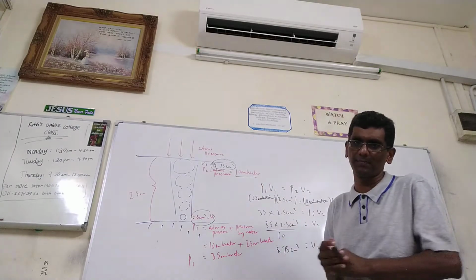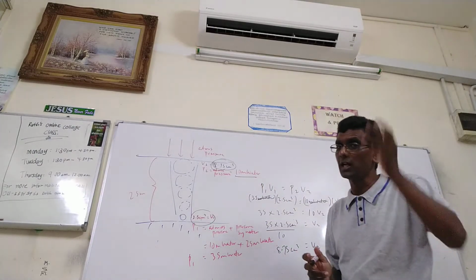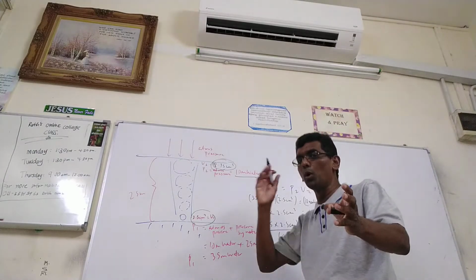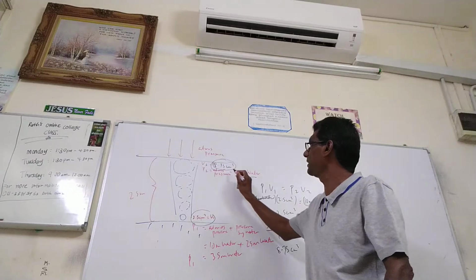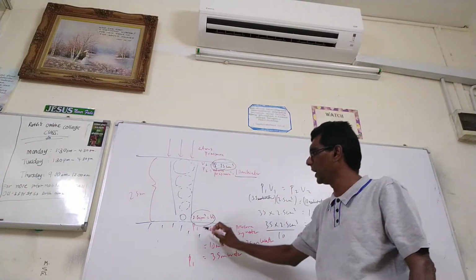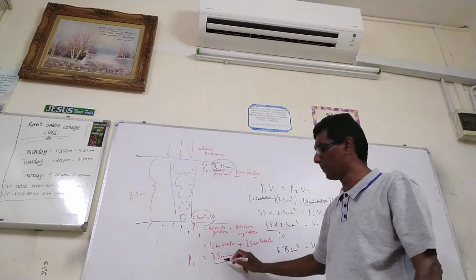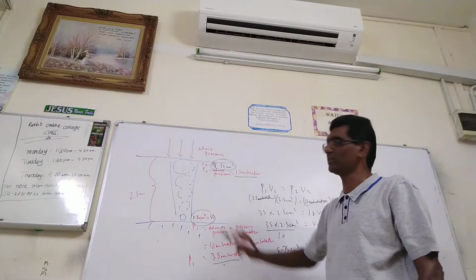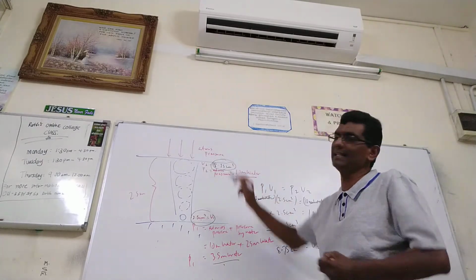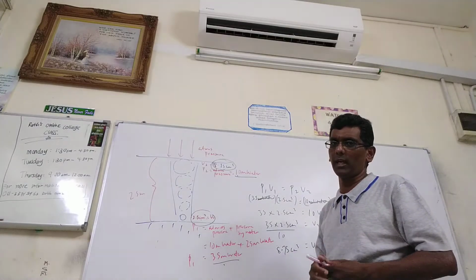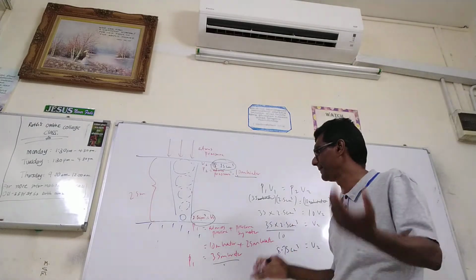So that's what Boyle's law says. Pressure increases, volume decreases. Pressure decreases, volume increases. So here pressure decreases, volume has increased. Here the pressure is higher. Pressure increases, the volume has decreased. Here pressure decreases, volume is increased. Okay, we have to understand this.